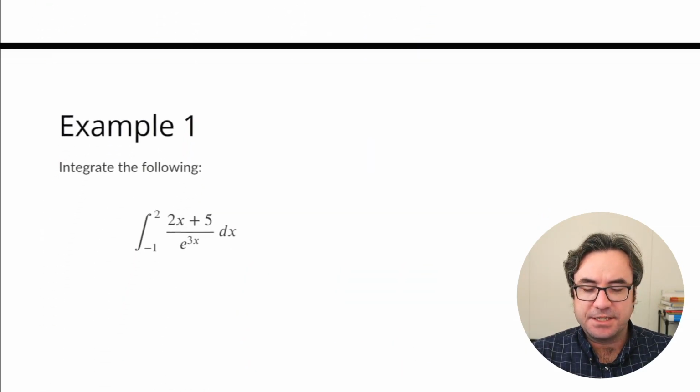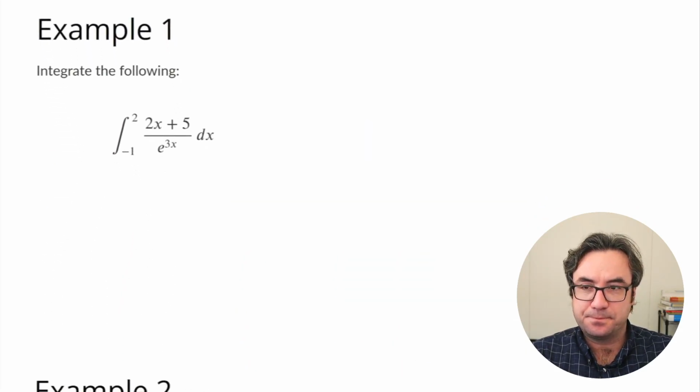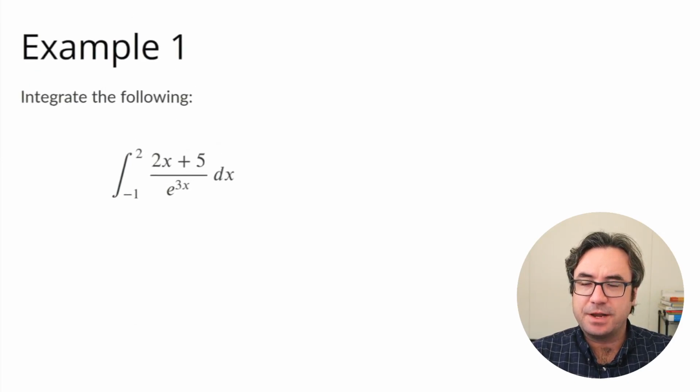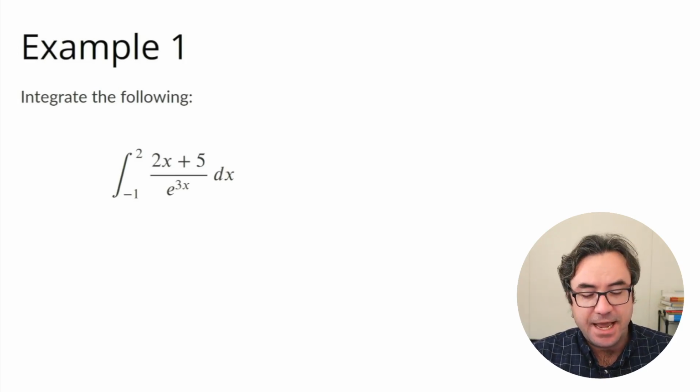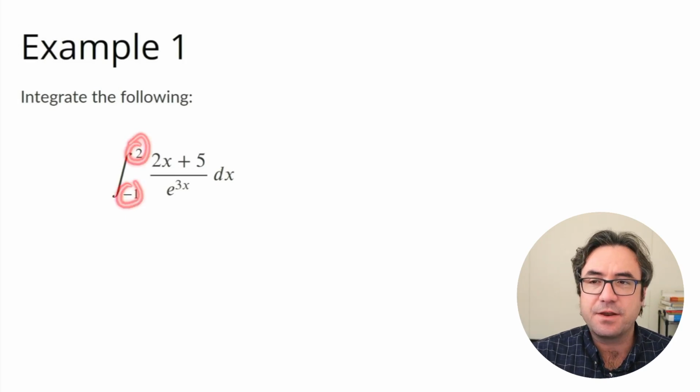So let's try out example 1. We're going to integrate this function. And the function here is (2x plus 5) over e to the 3x. And it's a definite integral, so we're going to be integrating from -1 to +2.